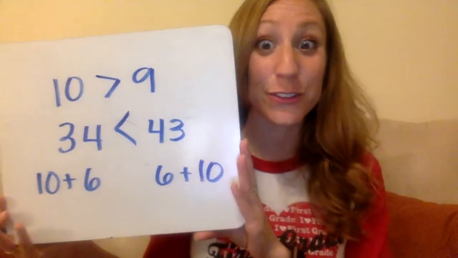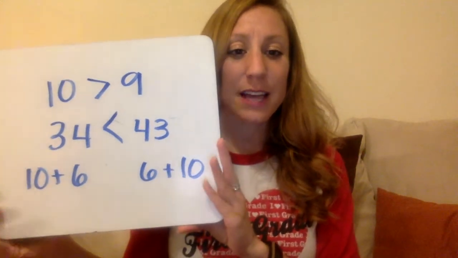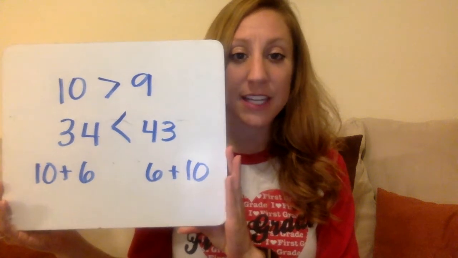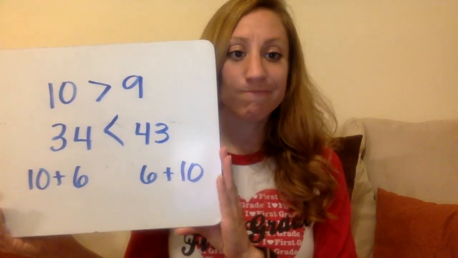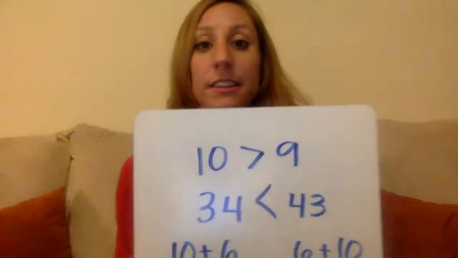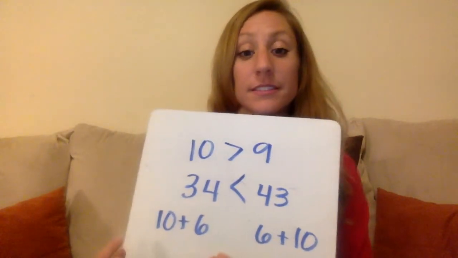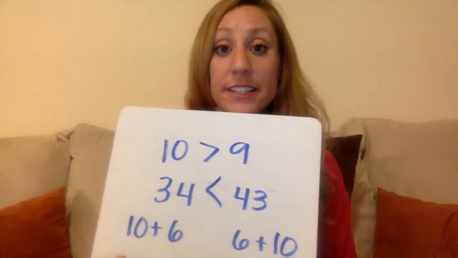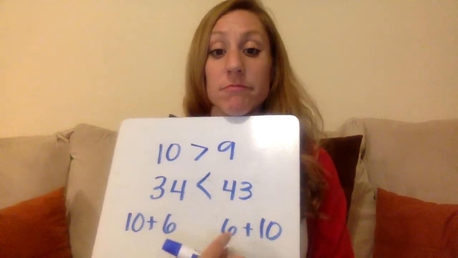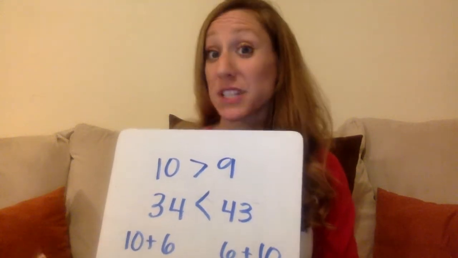Ooh, making it a little trickier this time. 10 plus 6, something 6 plus 10. See if you can figure out each side. 10 plus 6 is 16. 6 plus 10 is 16, so they are equal. What about, let's do one more.